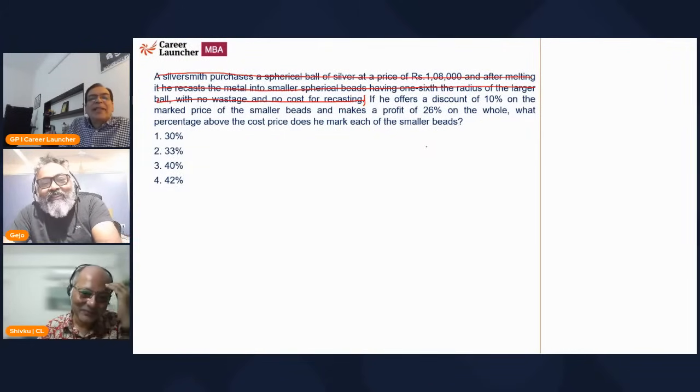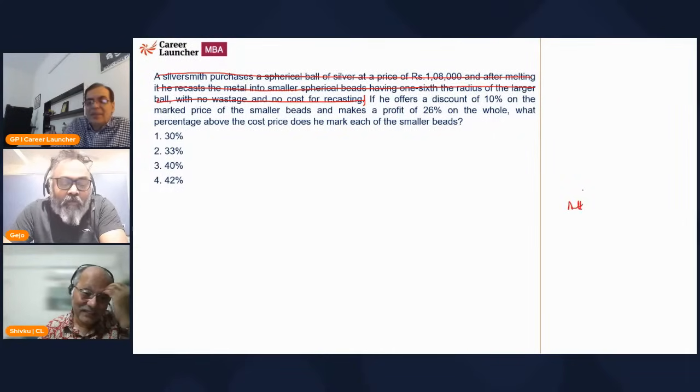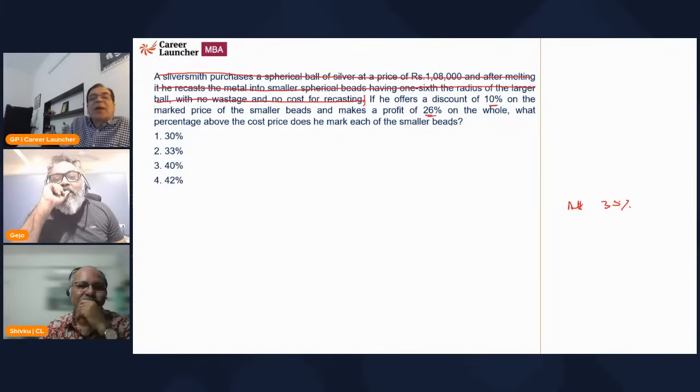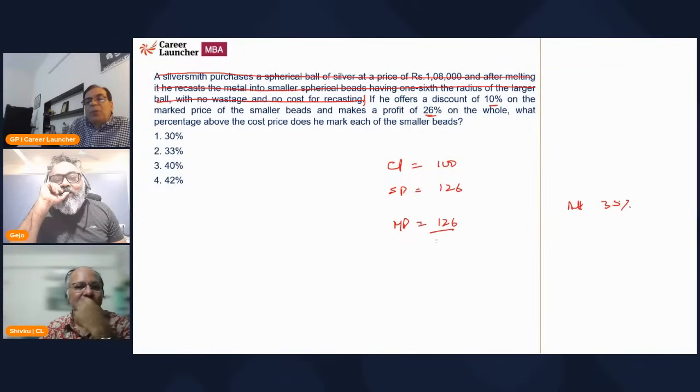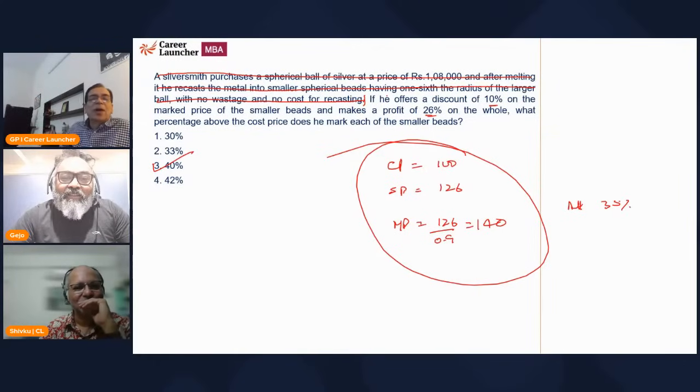हाँ. What is the attempt percentage? Attempt percentage for this is question number 58, na? Yeah, 35% attempt. That is the issue. Now, if you read the question carefully, you have a profit of 26% after giving a discount of 10%. That means if my cost price is 100 rupees, my selling price is equal to 126 rupees, my mark price should be equal to 126 upon 0.9. 40%. ये है सवाल. बस ये ऊपर की कहानी बेकार में डाल के लोगों को कंफ्यूज कर दिया.